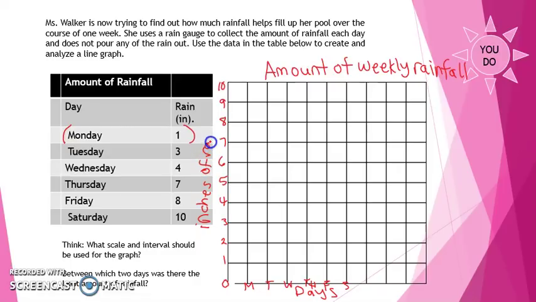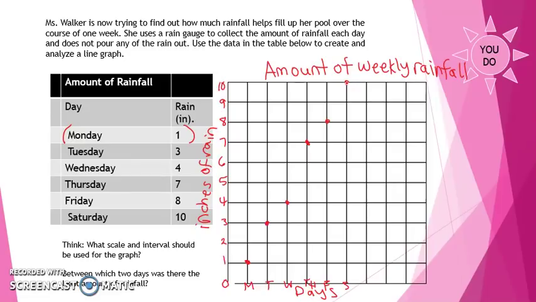Inches of rain. Okay, I'm going to do my first ordered pair, which would be Monday, and it would be 1 inch. Tuesday would give us 3 inches. Wednesday would give us 4 inches. Thursday would give us 7 inches. Friday would be 8, and Saturday would be 10 inches of rain.